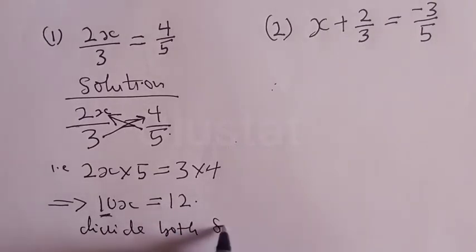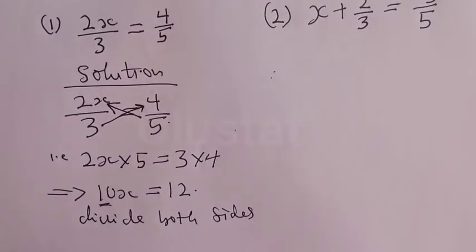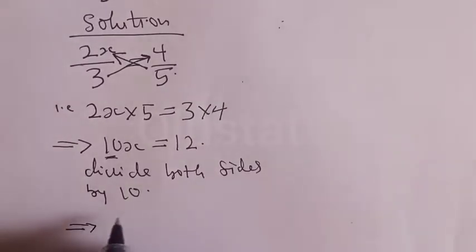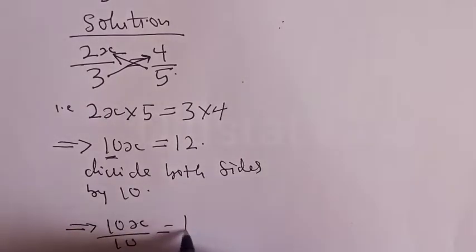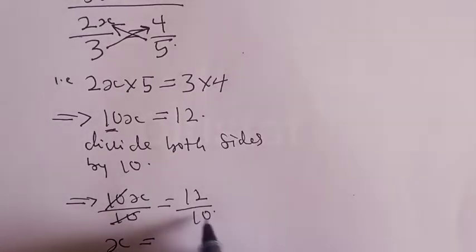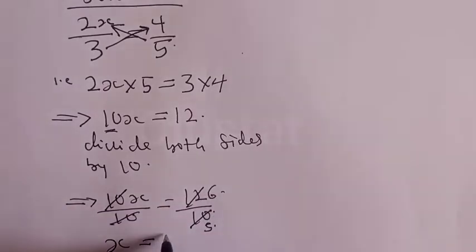Divide both sides by 10. This implies that we have 10x all over 10 is equal to 12 over 10. This one we cancel. We are left with x equal to, then 2 goes into 12 and 10. 2 times 5 is 10, and 2 times 6 is 12. We are left with 6 over 5.